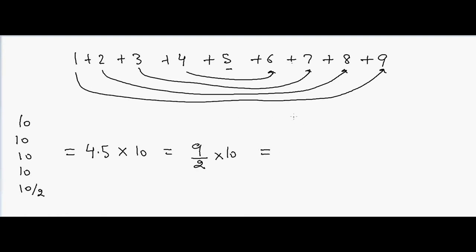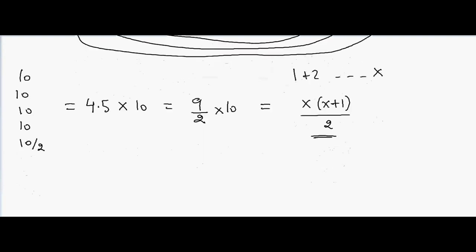9 here is the last digit, so we can write it. Suppose if I have to add 1 plus 2 until x, we can write this as x into x plus 1 divided by 2, which is 10 divided by 2. So we can use this formula for any kind of sequences. Suppose now if we have to add 1 plus 2 until 99, so the answer will be equal to 99 into 100 divided by 2. If I have to do the same thing until 100, then I can do the same.